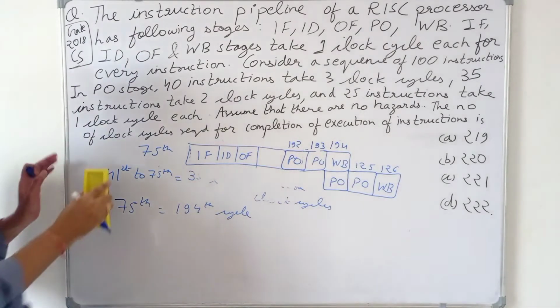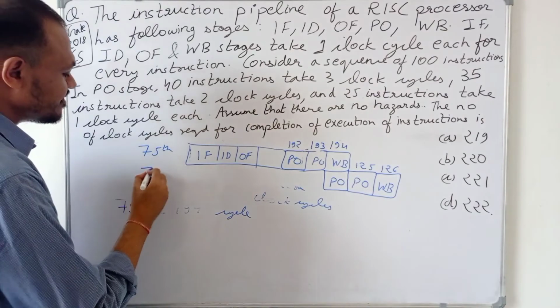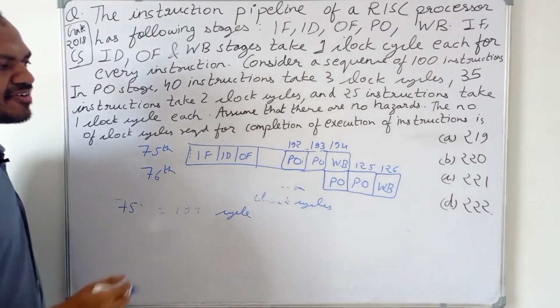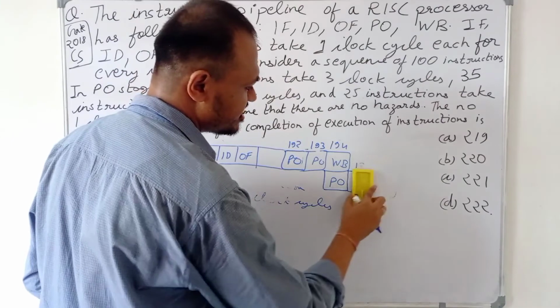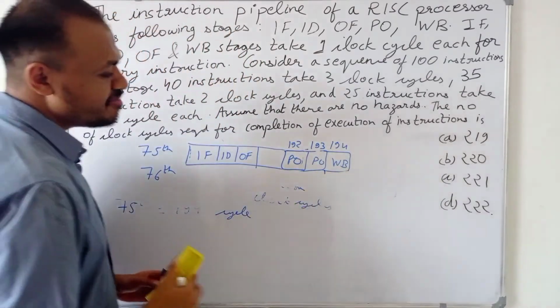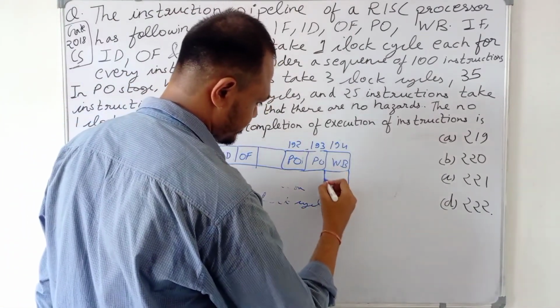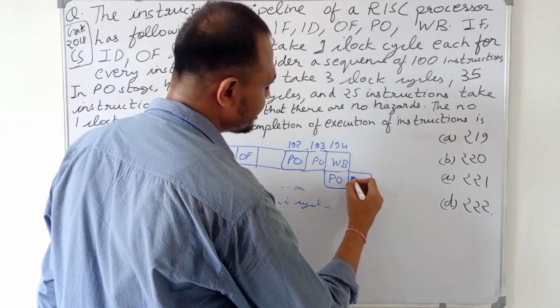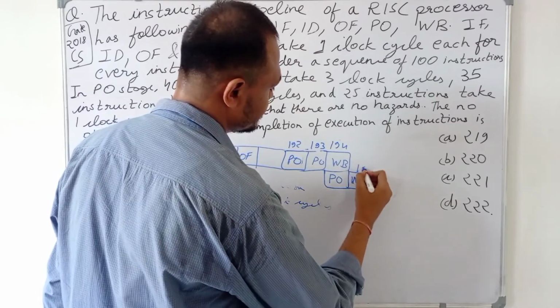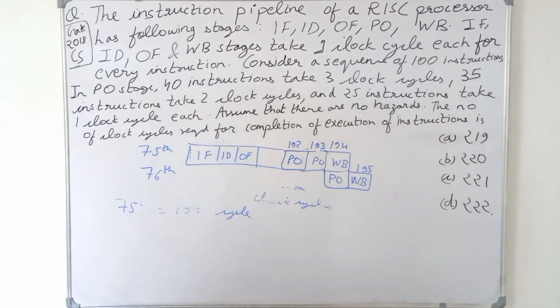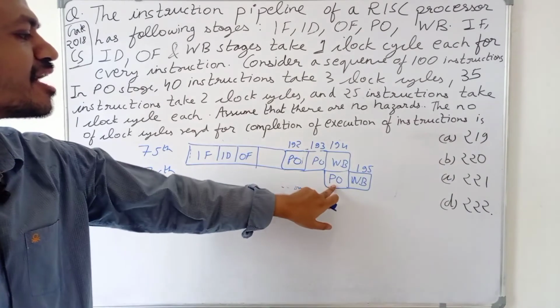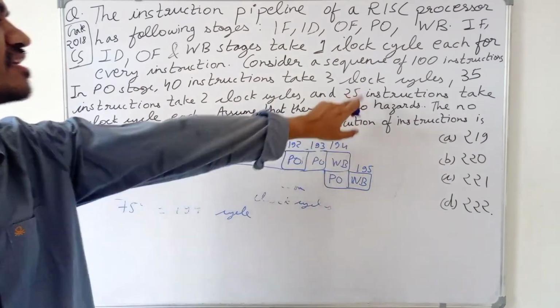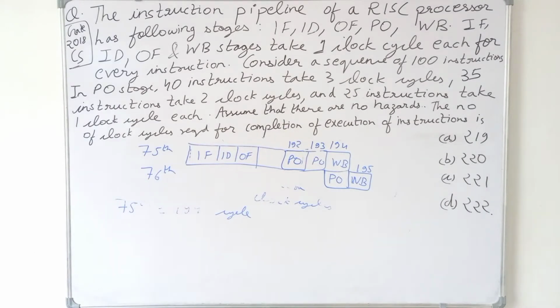Okay, the 76th instruction. For the 76th instruction, the PO will be completed in the 194th clock cycle and write back will be completed in the 195th clock cycle, because it is taking only 1 clock cycle for PO.